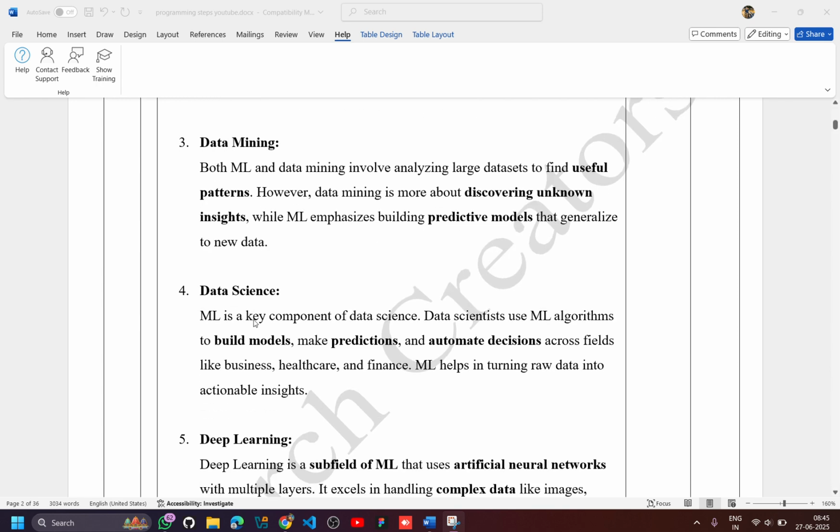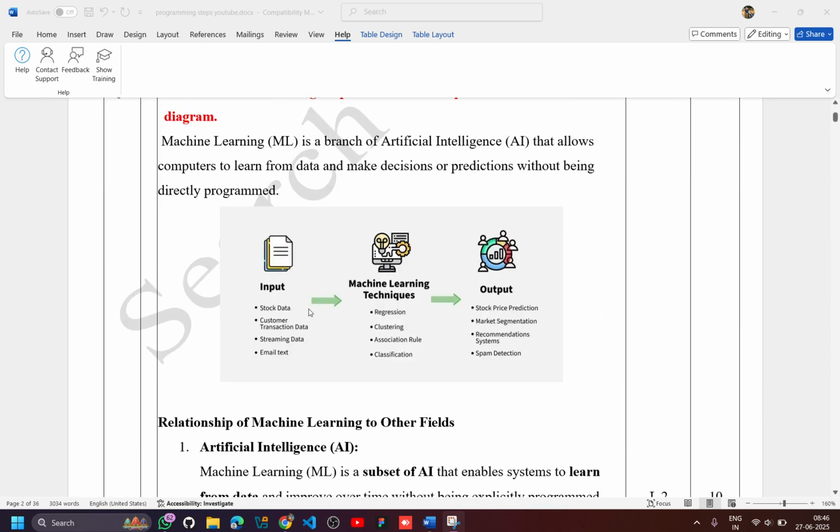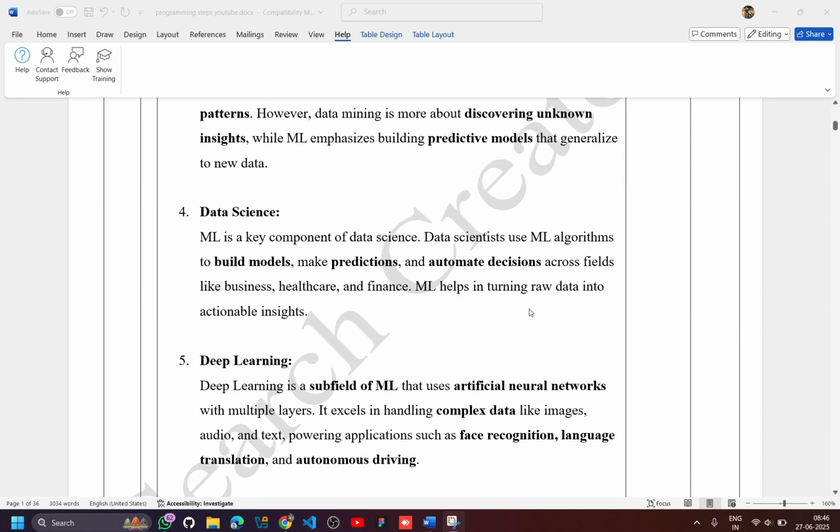After that, we have to write data science. Machine learning is a key component of data science. Data scientists use machine learning algorithms to build models, make predictions, and automate decisions across fields like business, healthcare, and finance. Machine learning helps in turning raw data into actionable insights. From this diagram you have to understand, guys: this is the raw data, and finally it will predict useful content, that is also right.